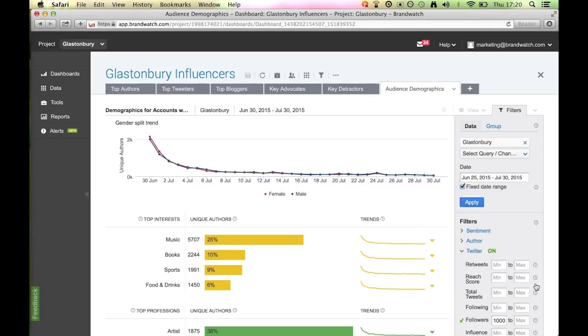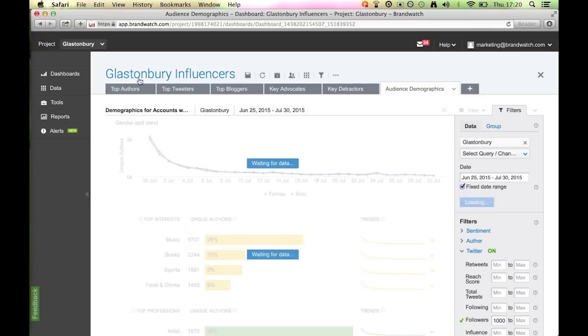So what I'm going to do is expand the amount of time that I want to have a look at, and then go back through all my tabs to see whether there were actually more conversations going on earlier on. Now, once I have saved that filter, and it's taking a while, I think, because there were a lot more mentions on the day that Glastonbury started.